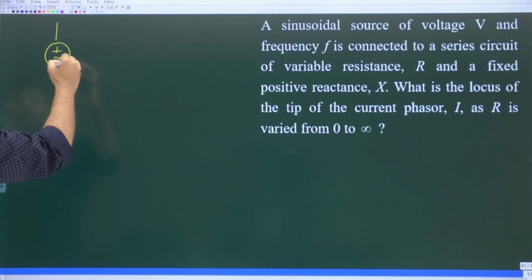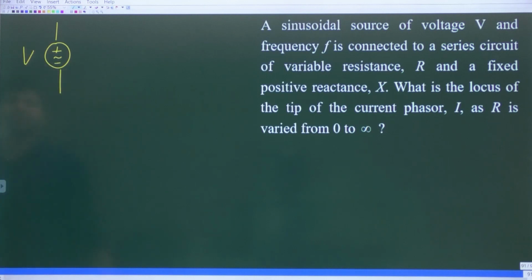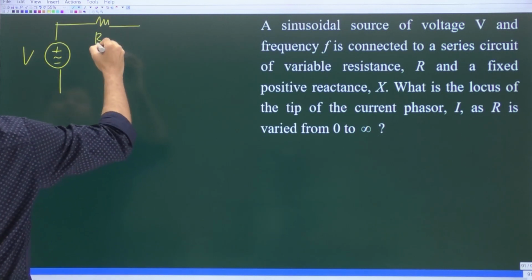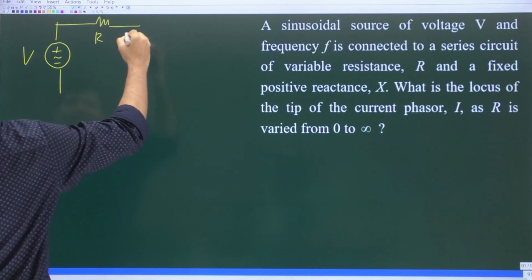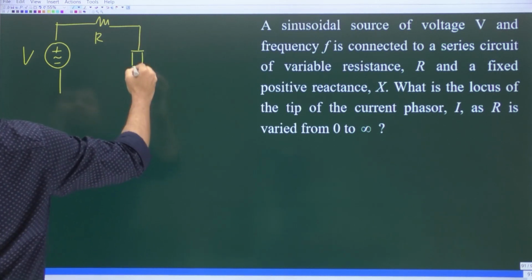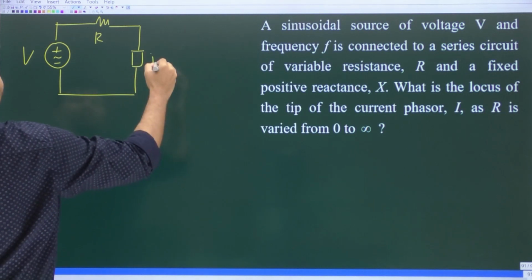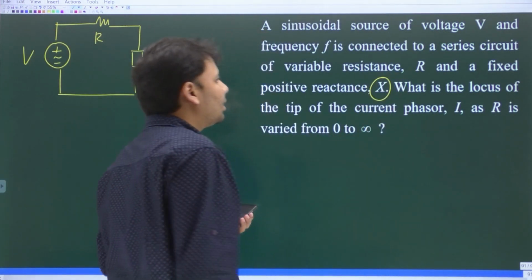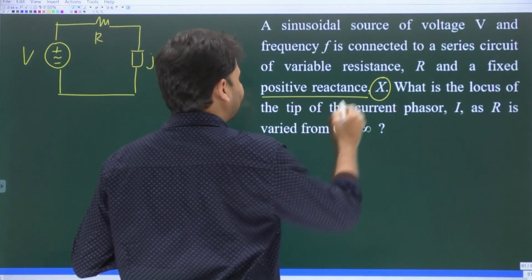We have a sinusoidal voltage source. Let it be capital V. And across this, two elements are connected. One is what? The resistance R. Another is some impedance whose reactance is what? X. Whose reactance is what? X. It is also given that the reactance is what?